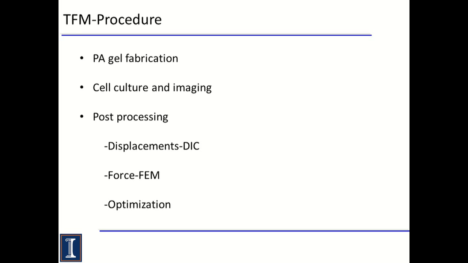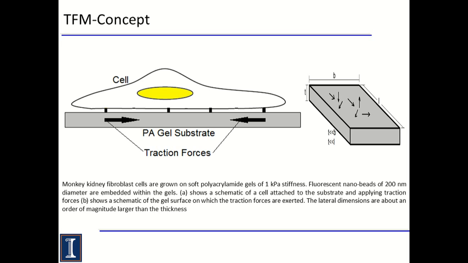This method of computing traction forces from bead displacement images in general is referred to as traction force microscopy, or TFM. TFM primarily involves three major steps. First is the fabrication of soft polymeric substrates like PA gels with fluorescent microparticles. This is followed by cell culture and imaging of the bead displacements. The final step is the post-processing of the obtained images to compute the traction forces. The displacement field is computed via digital image correlation of the bead images. The force field is computed through finite element analysis, and finally the force field is optimized to get rid of any pseudo-forces.